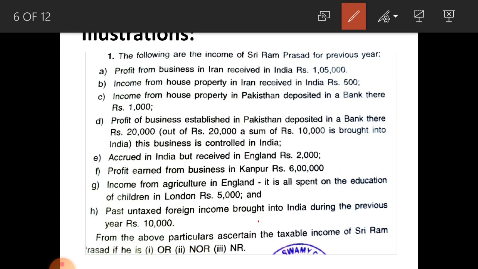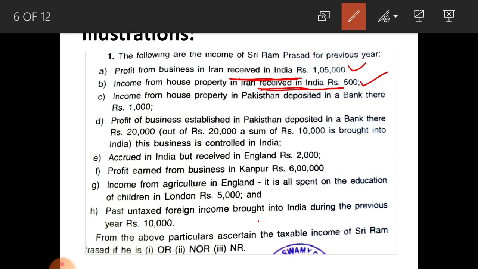That is profit from business in Iran but received in India, taxable under all 3 categories, that is ordinarily resident, not ordinarily resident and non-resident. All 3 types of residents must pay tax on this income because income is received in India. Second one, income from house property in Iran received in India. Irrespective of the place of house property, the income is received in India, so taxable under all 3 heads.